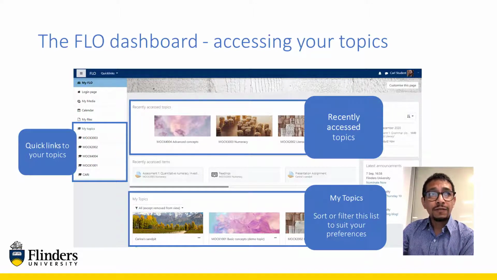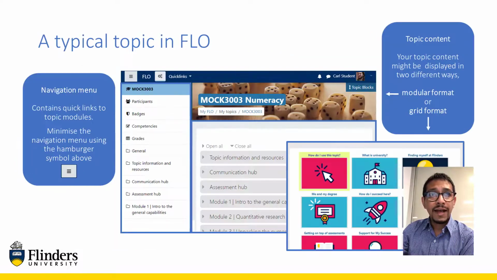Once you select a topic from your FLO dashboard, you will arrive at the landing page for that topic. This is what a typical topic landing page in FLO looks like. Please note, the topic content might be displayed in either a grid format, as you can see from the example to the bottom right of your screen, or in a modular format, as you can see from the example in the background. The topic navigation menu is displayed on the left side of the screen and contains quick links to topic modules. This menu can also be minimized or reopened by clicking on the hamburger symbol as shown in the example.